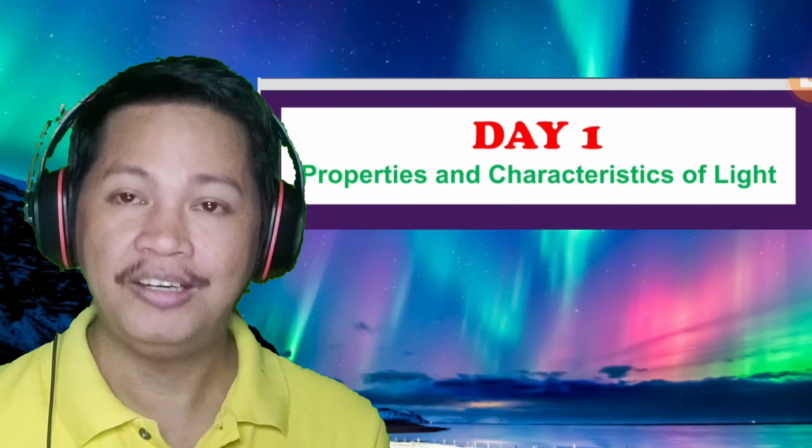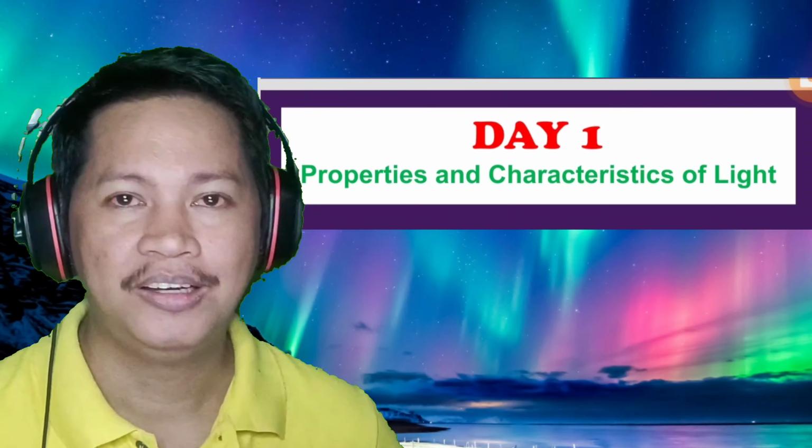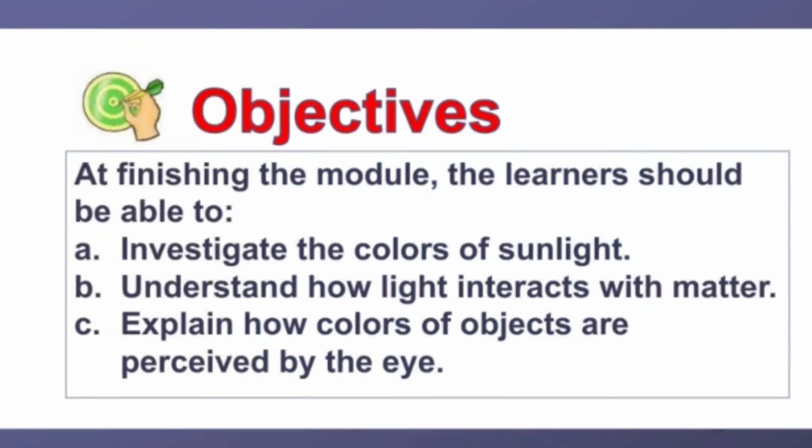Under day one, here are the objectives. These are the objectives that we're going to achieve at the end of the lesson. First, investigate the colors of sunlight. Second, understand how light interacts with matter. And last, explain how colors of objects are perceived by the eye.